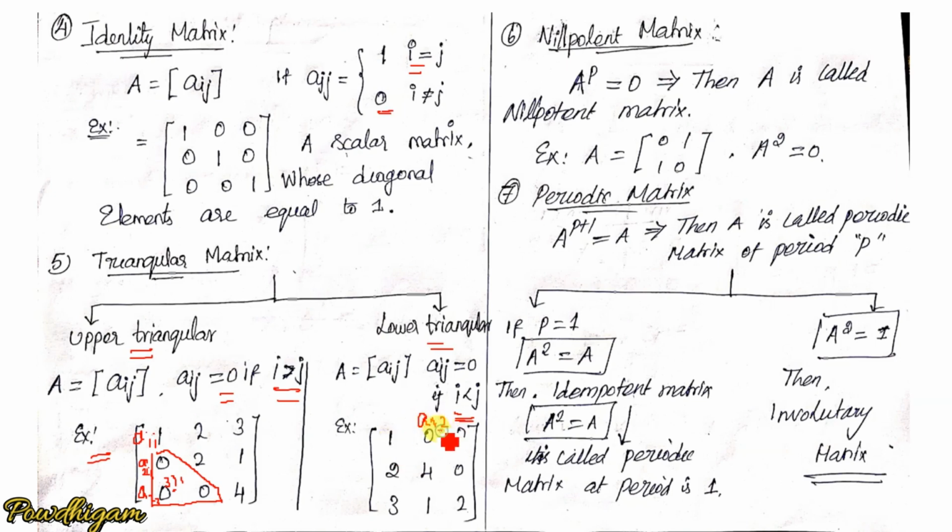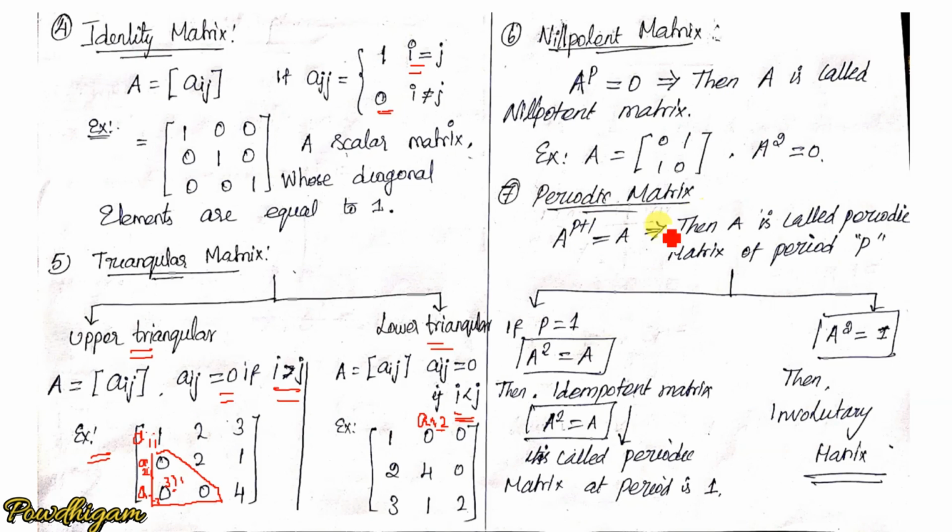So here, if you see, this is a12, where i is less than j. So j is 2 and i is 1. Here i is less than j, so this matrix is called the lower triangular matrix. Okay, so next is the nilpotent matrix. If A power p equals 0, then A is called a nilpotent matrix. For example, A = [0 1; 0 0]. If you do A squared equal to 0, then this matrix is called a nilpotent matrix.